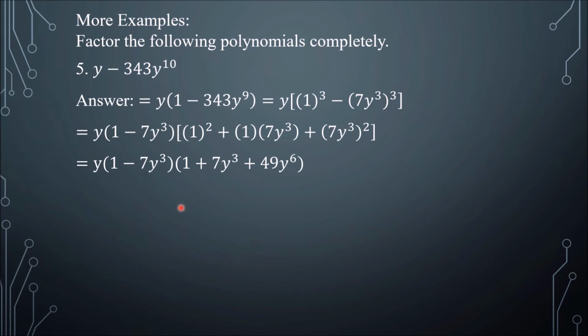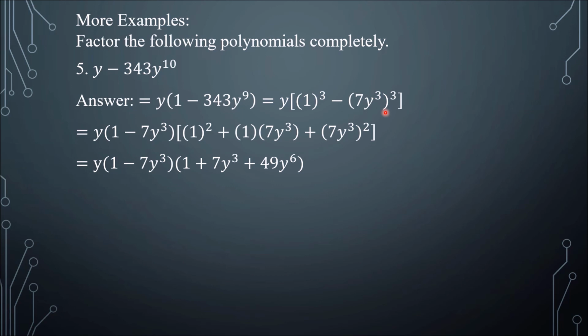Last, number 5, y minus 343y raised to 10. So in this case, y is the common monomial factor. So first term has y, second term has also y. Extracting y, we have 1 as the remaining factor, 1 minus 343y raised to 9, in which this is a difference of two cubes. So 1 cube minus 7y cube. So 7y cube is 343y raised to 9. So first cube and the second cube. So difference of two cubes.